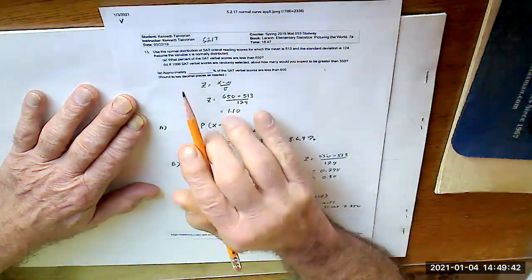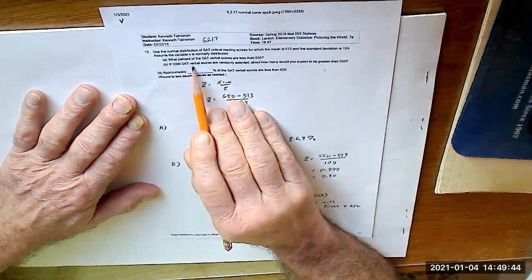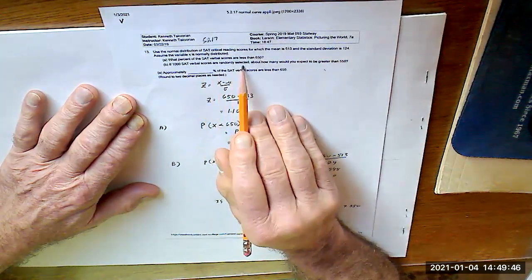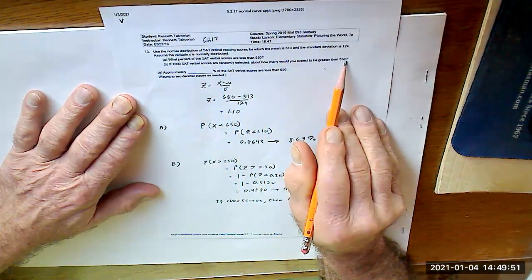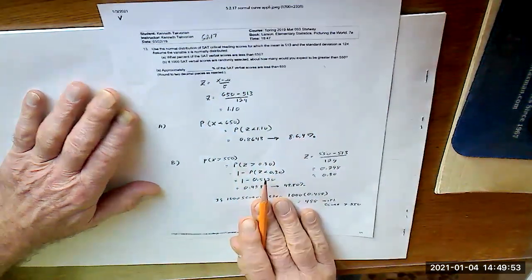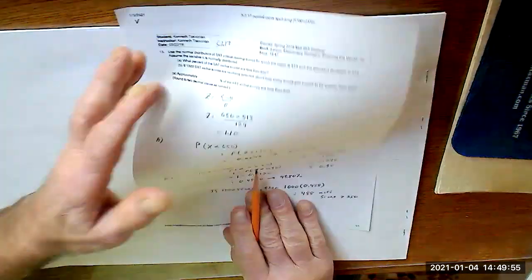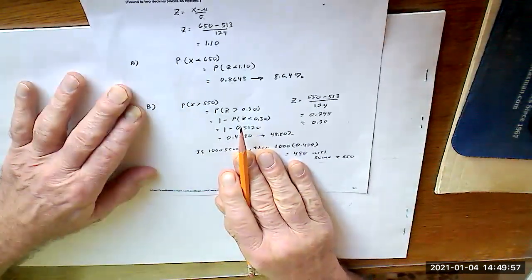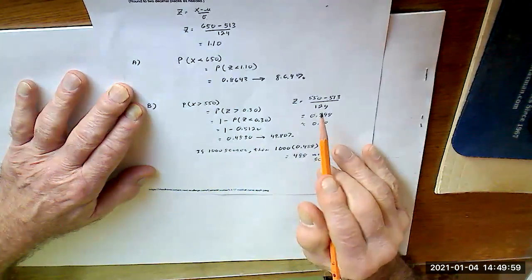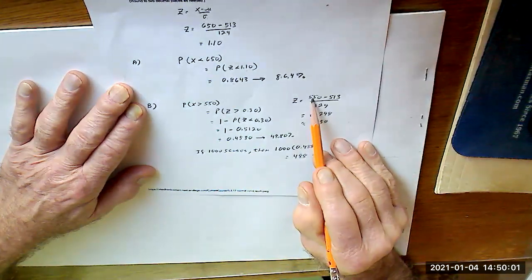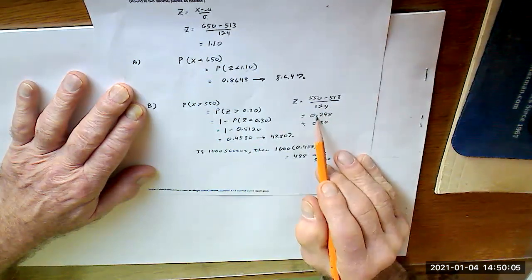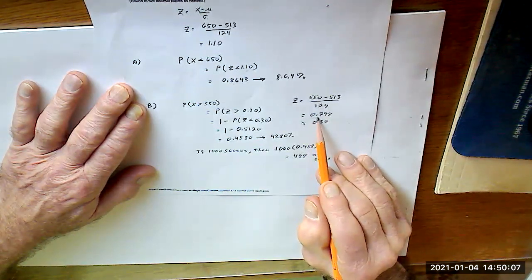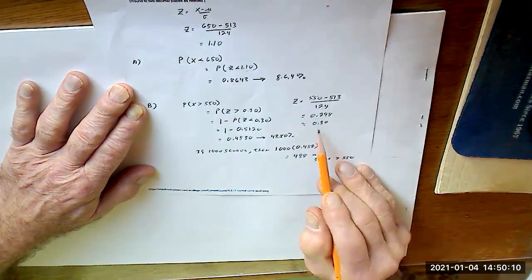Part B: if we have 1,000 SAT verbal scores and they are randomly selected, about how many would you expect to be greater than 550? Well, we need to convert the data value 550 into a z-score. 550 minus 513 over 124 gives me a calculation of 0.298.